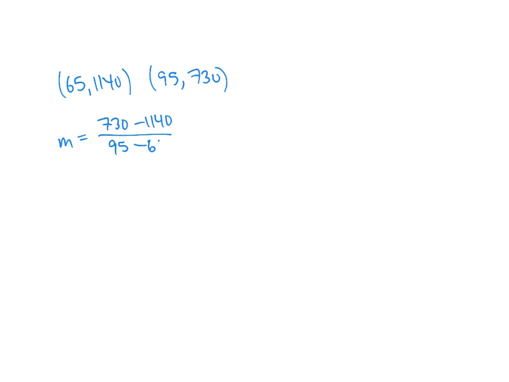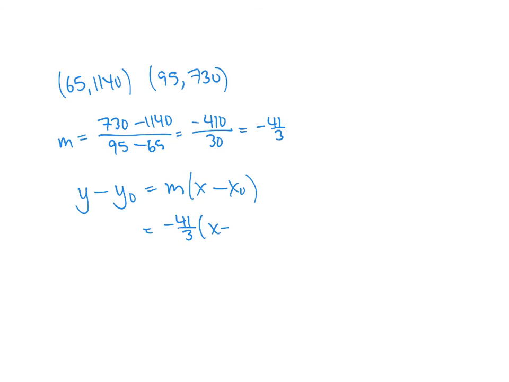Okay, so the 2 points we picked were 65, 1140, and 95, 730. So we find the slope between these 2 points, which is the change in y over the change in x, 730 minus 1140, divided by 95 minus 65. 730 minus 1140 works out to be negative 410, and on the bottom we get positive 30, so that's negative 41 over 3 when we reduce. Now I use my point slope form, y minus y0 equals m times x minus x0. My slope is negative 41 over 3. I'll go ahead and use the first point here, although you could just as easily use the second point. So x minus 65 there, and y minus 1140 here.